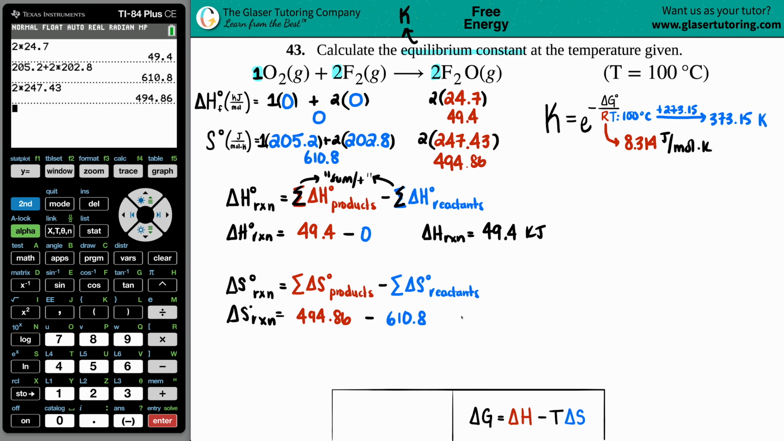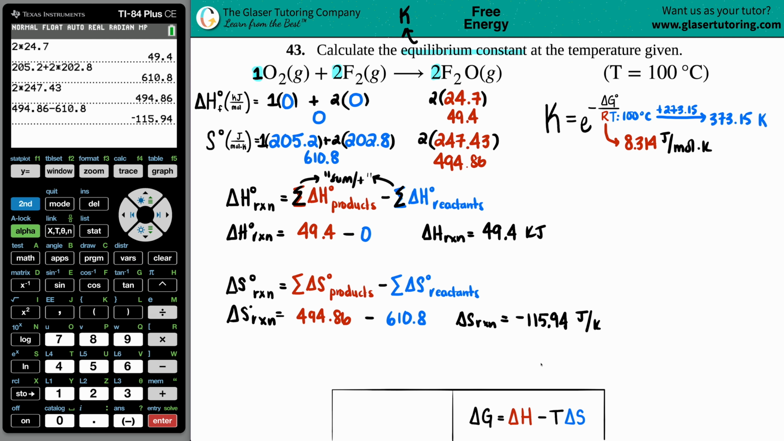I'm just going to put the answer on the side here. Delta S for that reaction equals this number minus this number. I'm going to grab it. Okay, negative 115.94. And the units here for using it in the back of the textbook is joule per Kelvin.